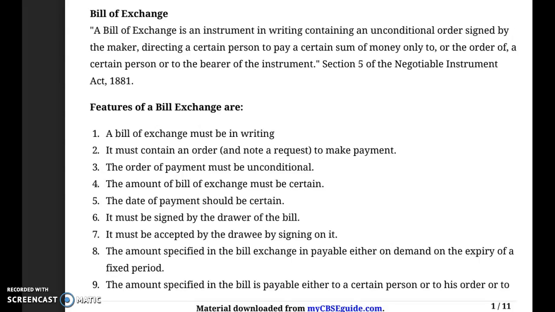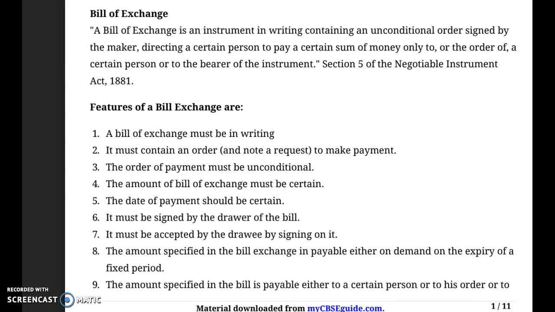The amount specified in the bill of exchange is payable either on demand or on the expiry of a fixed period. Here again there is one important feature of a bill of exchange, that basically the period is fixed. If the period is not fixed, then at any time when the drawer demands the money, the drawee is ready to make the payment.